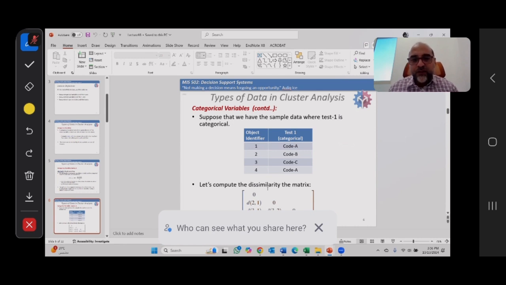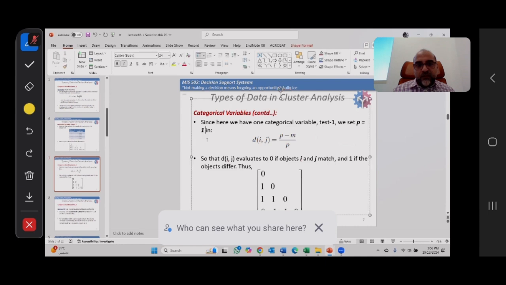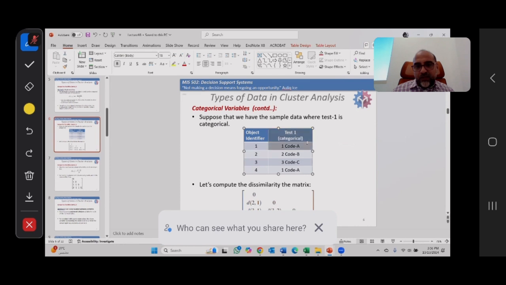Now I wanted to find differences between objects. So how many objects are there? 1, 2, 3, 4, 4 objects. And it is doing a test which has 1, 2, 3 levels, right? So I'm going to call it just like this: 1, 2, 3, 1, right? We can do coding even. So you just have to find, first of all, how many variables there are altogether. There's only one variable, which is the test. This test is the variable. Are you all with me?